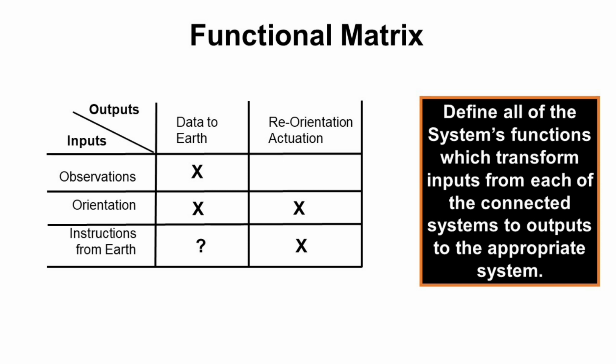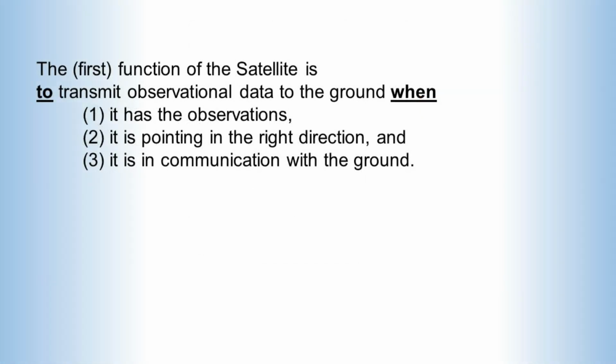Once we have this sort of matrix, we can now start to construct functional statements for each of the two functions. Remember, we start with the output and then attach it to the necessary inputs. So the first one looks like this. The function of the satellite is to transmit observational data to the ground when it's made the observations, it's pointing in the right direction, and it's in communication with the ground.